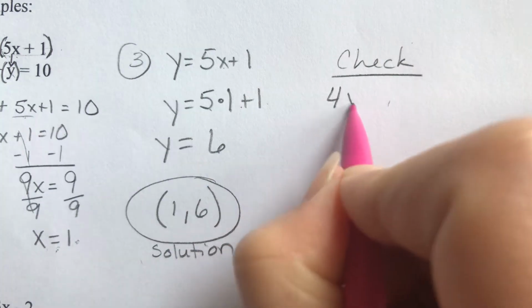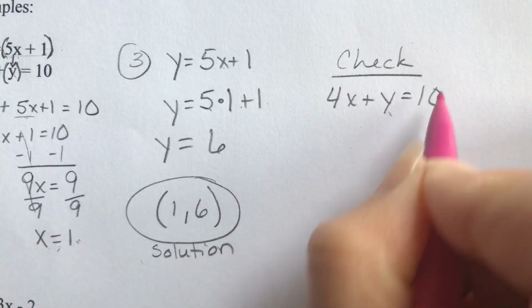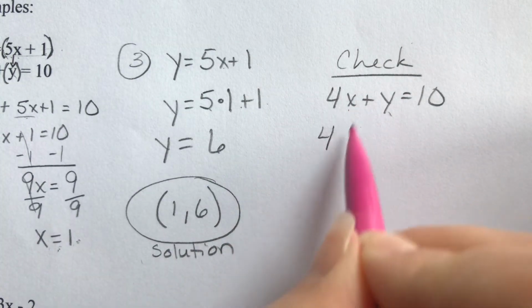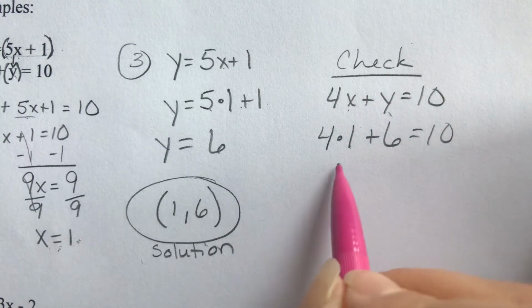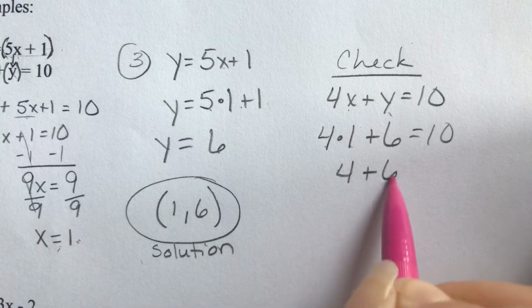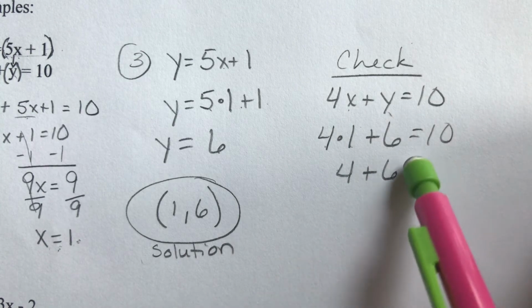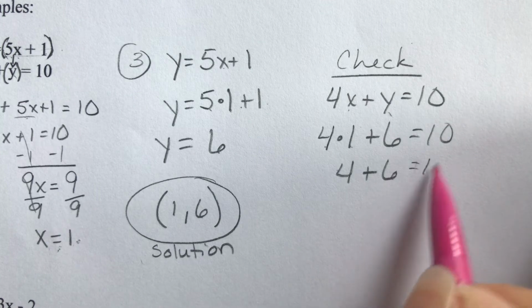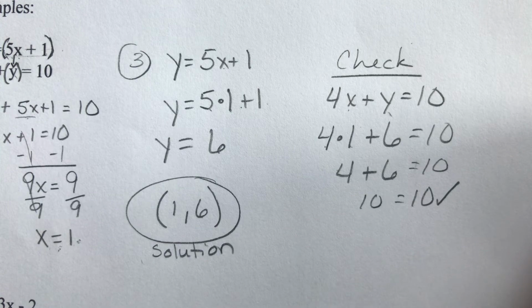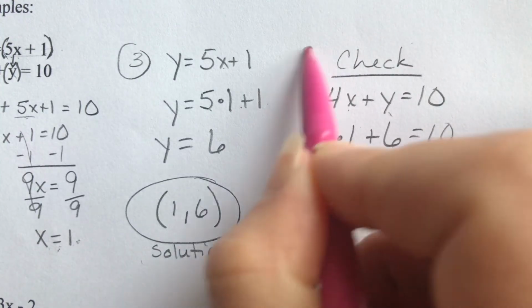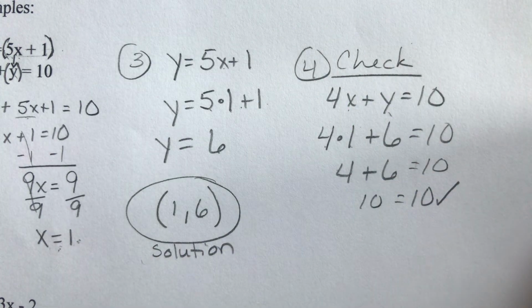So I'm going to take 4x plus y equals 10. Now we had x equals 1 and y equals 6. 4 times 1, and 4 plus 6, right? Hopefully you could already see it here, is 10. 10 equals 10. I know I did that correctly. Okay, so that was step 4, my check. I can't forget to state my solution. The solution is an intersection point.